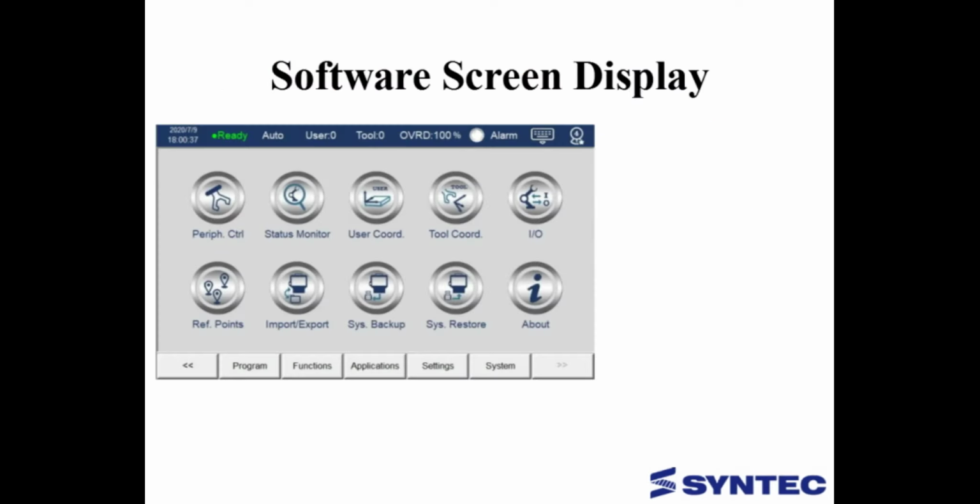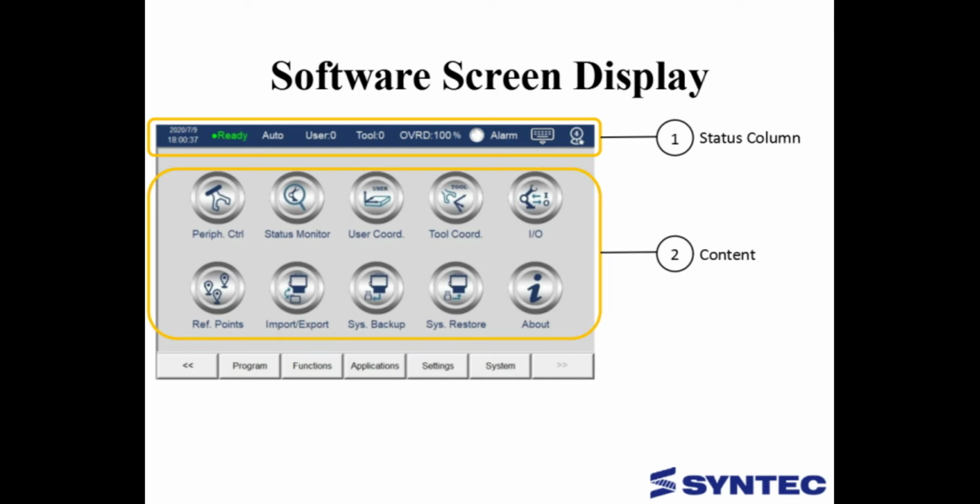This is our friendly software screen display. The top bar is the status column. Besides the time and status on the far left side, other displayed information are pushable buttons. Here is the content. The content consists of 10 shortcut keys, which display the main functions offered by our software. This content is visible at the home page.